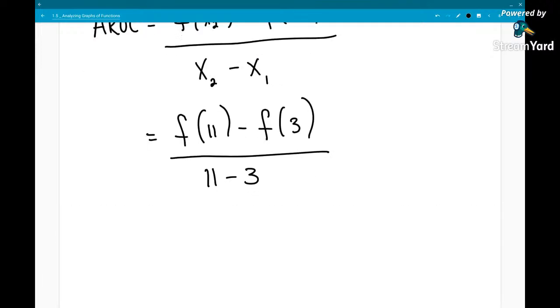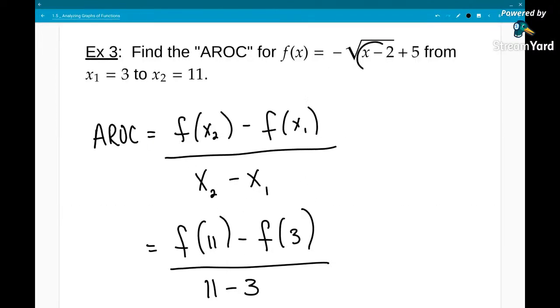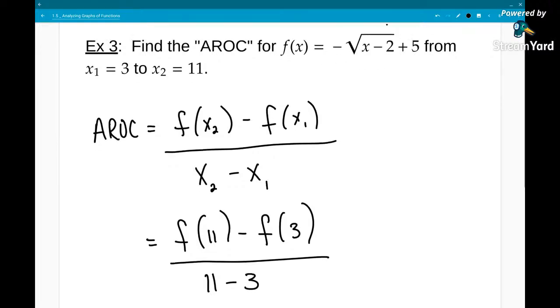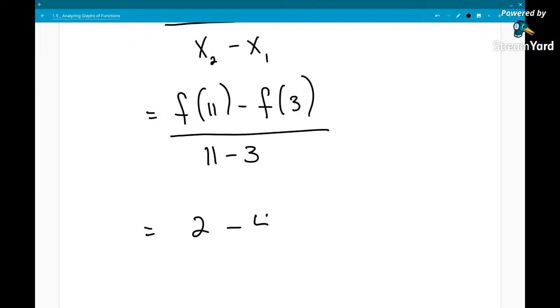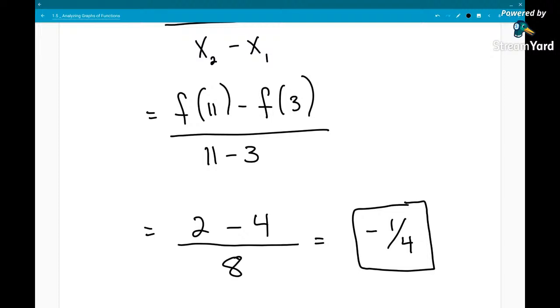That becomes 2. When we substitute in 3, we get the square root of 1. We take its opposite and add 5 to it to get 4. And 11 minus 3 is 8. This ratio simplifies to negative 1/4. And that's what we say the average rate of change is.